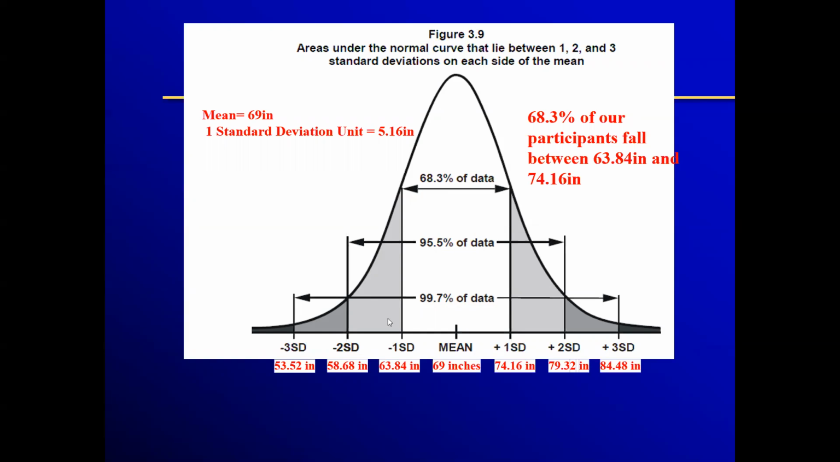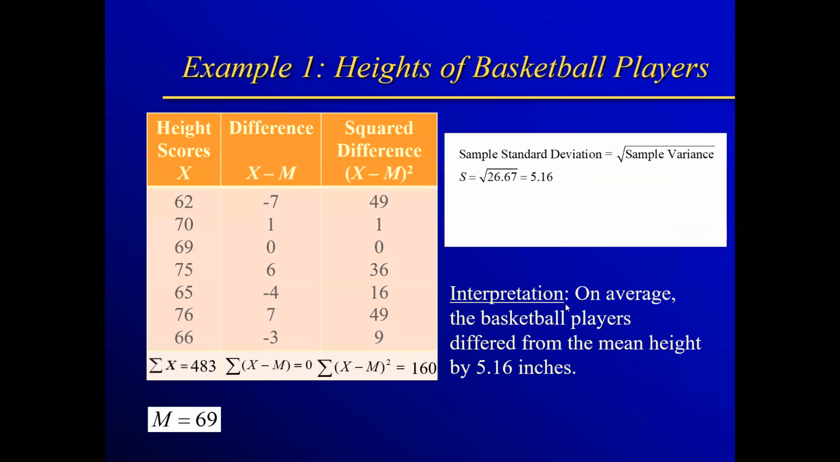We know that 95.5% of our participants fall between 58.6 inches and 79 inches. So we can start to figure out, if we care about 1 standard deviation, 68%, a good chunk, that middle group of our participants falls between these two values. All right, so that is why standard deviation is important.